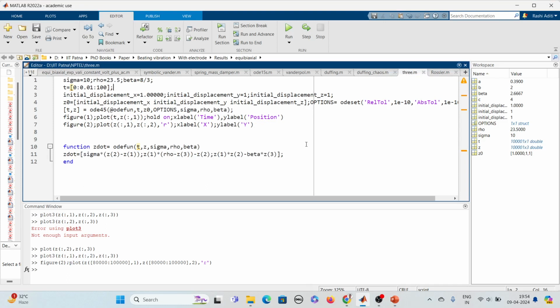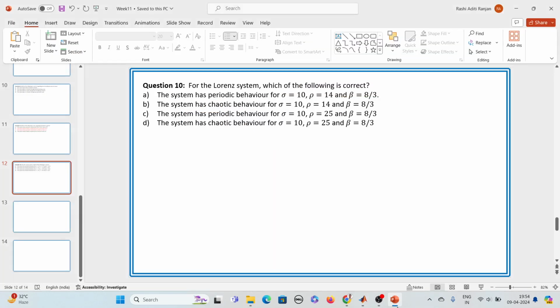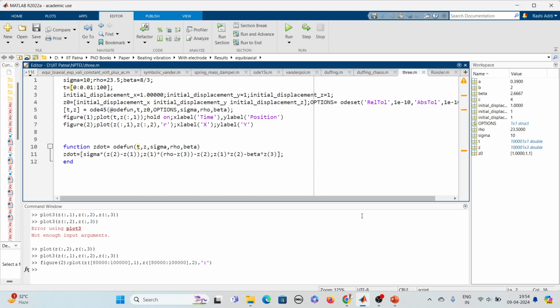So I've already made a MATLAB code for the Lorenz system, as you can see over here. For the Lorenz system, I have the parameter values as sigma as 10, rho as 14, and beta as 8 by 3. I'll just put it and check: rho as 14 and beta as 8 by 3. I have the initial condition as 1, 1, 1. I'll just run the code.